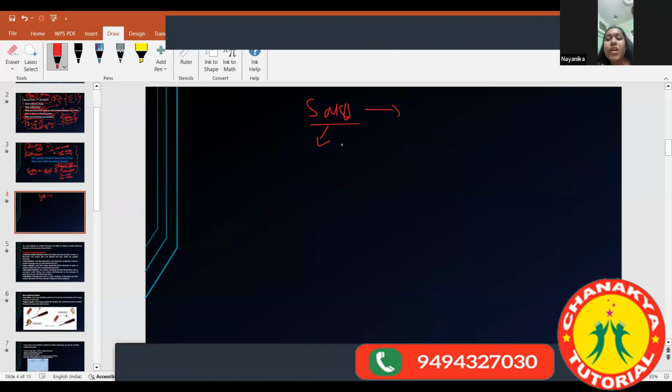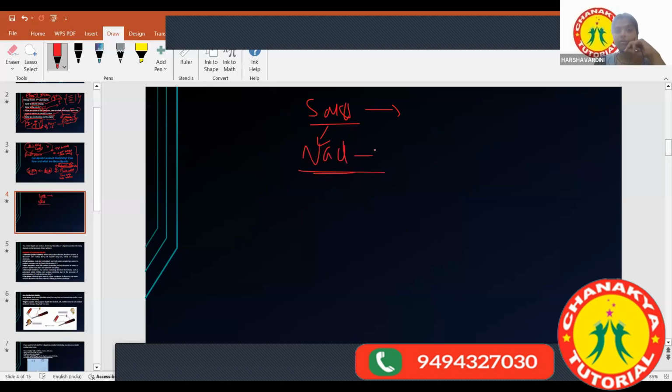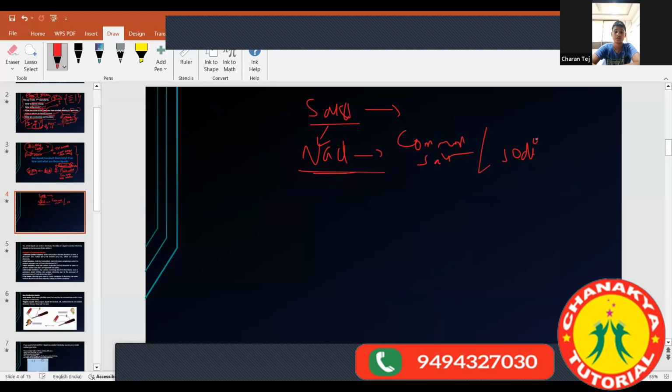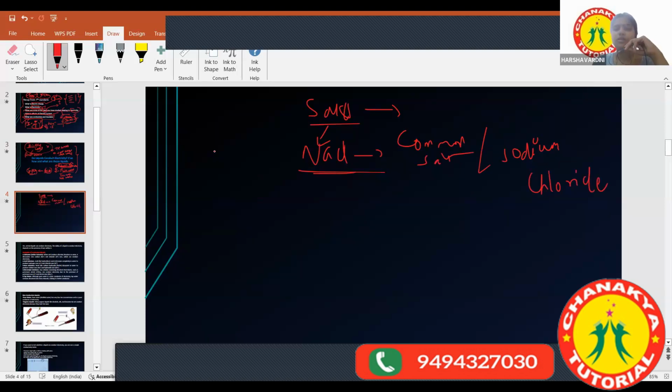A simple salt includes NaCl. What is the name of this salt? Common table salt. Ma'am, sodium. Correct. Only sodium? Only sodium is there? Sodium chloride. Chlorine. Sodium chloride is also there. Very good. Then any other salt?